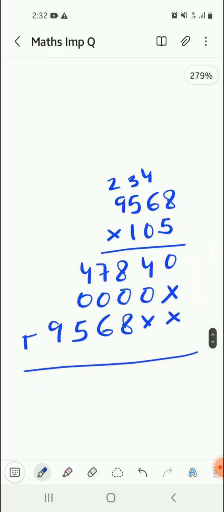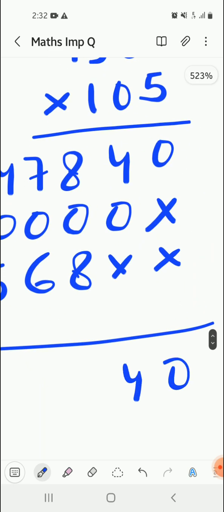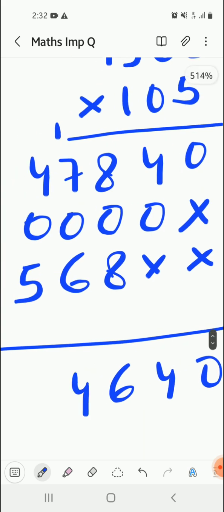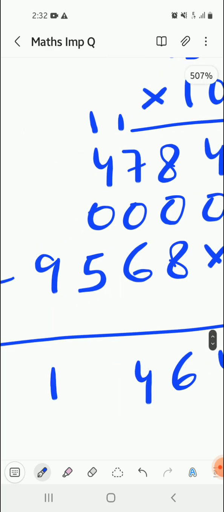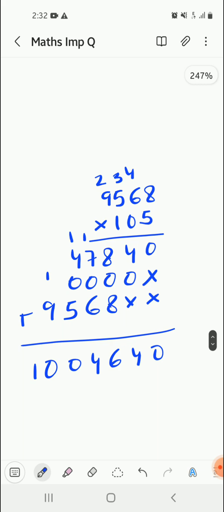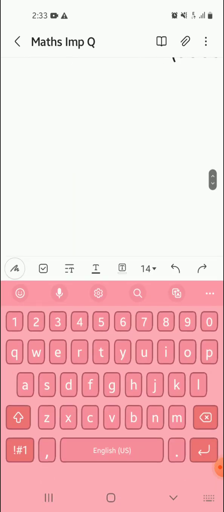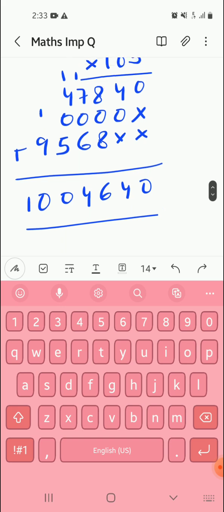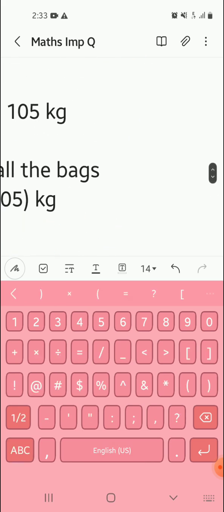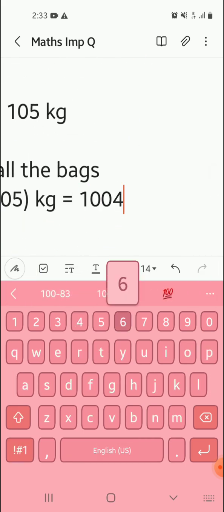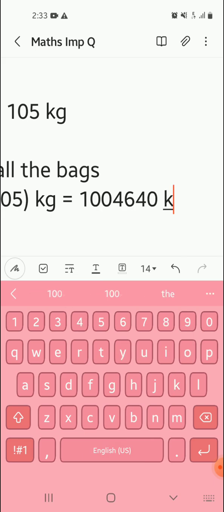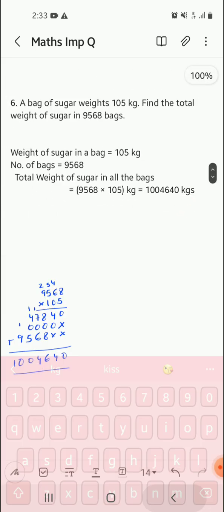We are going to add it. We get 0, 4, 8 plus 8, 16. 6 plus 1, 7 plus 7, 14. 4 plus 1, 5 plus 5, 10. And 9 plus 1, 10. So 1004640. So we're going to write the answer: 1004640 kgs. That's it.